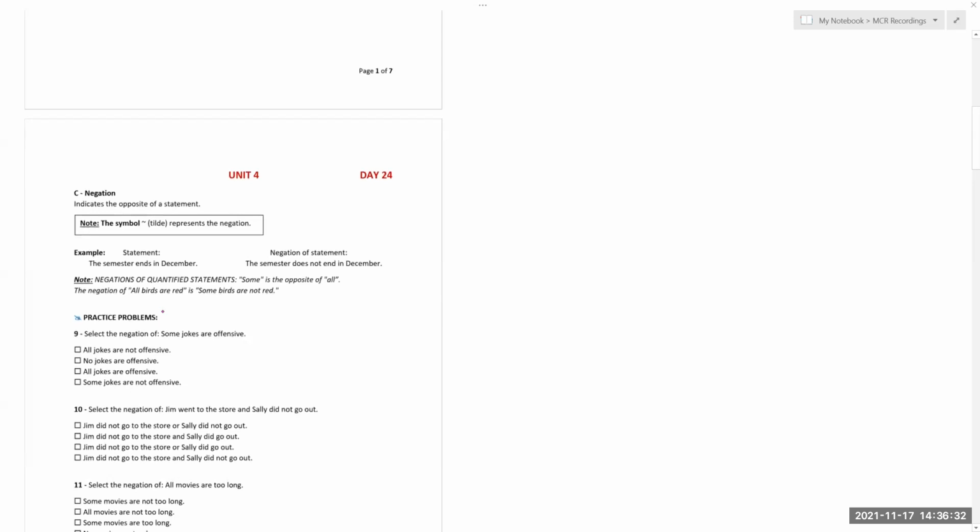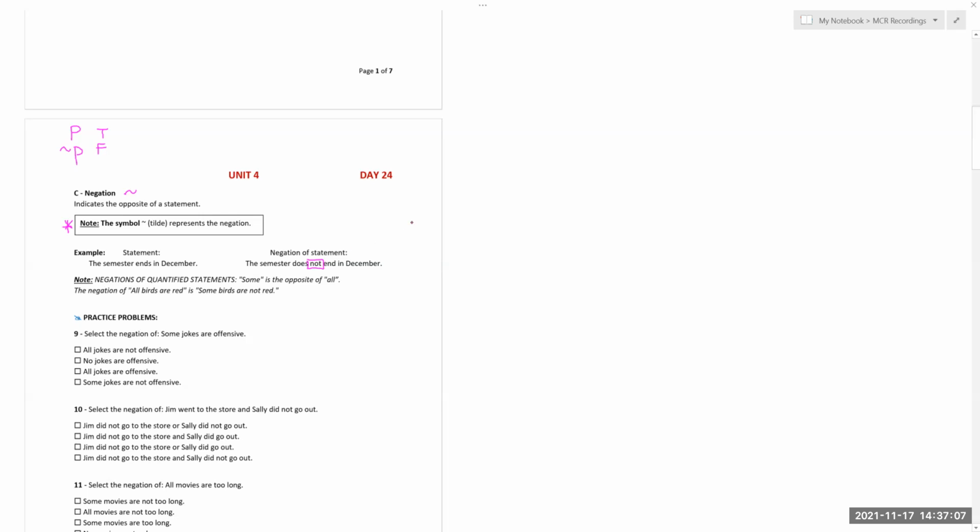So then continuing on, a negation indicates the opposite truth value of a statement. So if your statement was P, then not P. If this was true, this is false. The negation is this tilde symbol, which I have right here, and it gives you the not. So if the statement was the semester ends in December, the negation was the semester does not end in December. So you're changing the truth value. You're adding the not, you're negating it.